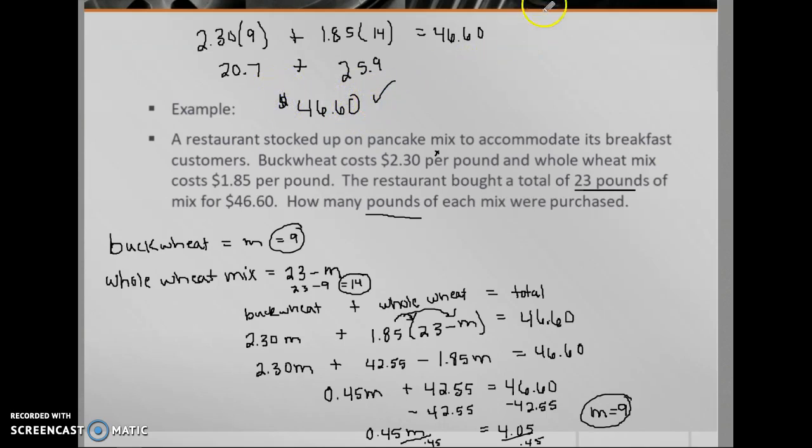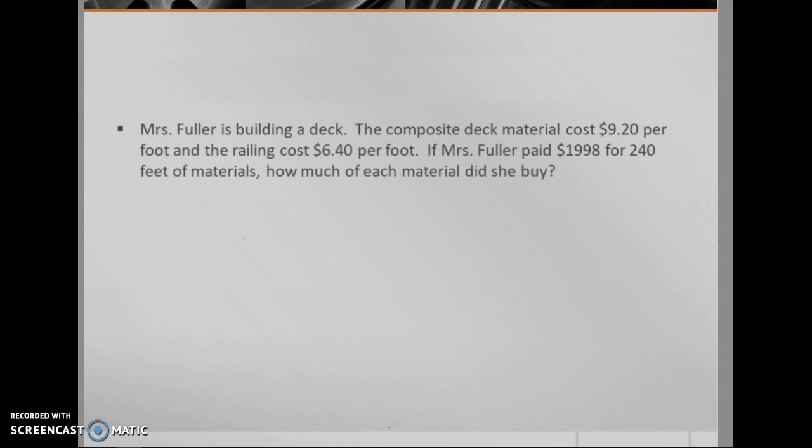So it's checked out. So one more quick example of the same type of problem, just to make sure you got it. So this one, Mrs. Fuller is building a deck. The composite deck material costs $9.20 per foot, and the railing costs $6.40 per foot. If Mrs. Fuller paid $1,998 for 240 feet of materials, how much of each material did she buy? Same thing. We're trying to find how much of each material, so we need to use the number first that represents the feet of material, so 240.